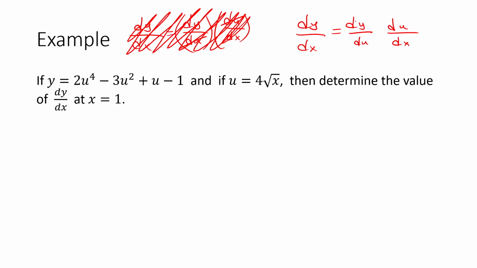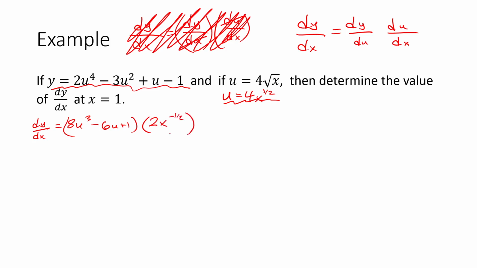So we'll just try to not do that, and we'll write it out this way, that dy, the derivative of y with respect to x, will equal the derivative of y with respect to u times the derivative of u with respect to x. Now, we have an expression for u that it equals 4 root x, so I'm going to change that to 4x to the exponent 1/2. And so now I'm going to say that the derivative of y with respect to x will be the derivative of y with respect to u, which is 8u cubed minus 6u plus 1, times the derivative of u with respect to x, which will be 2x to the exponent negative 1/2.